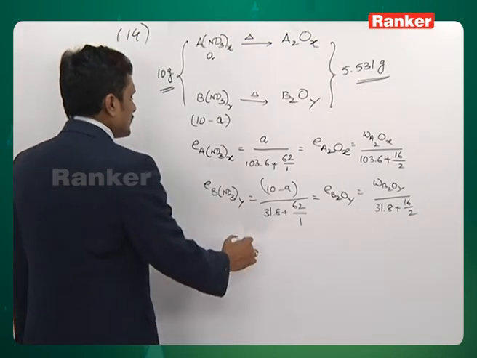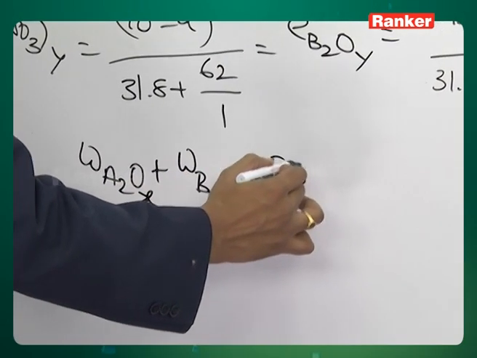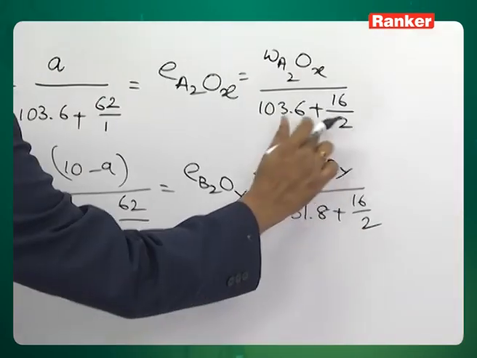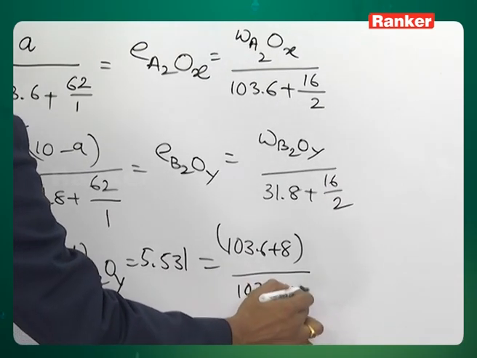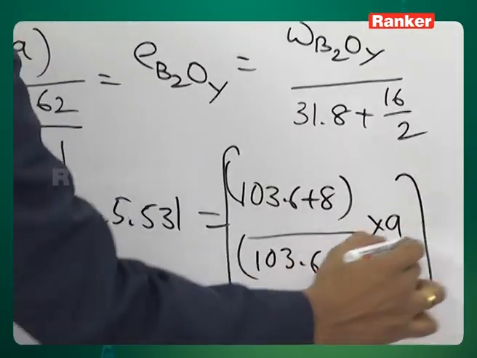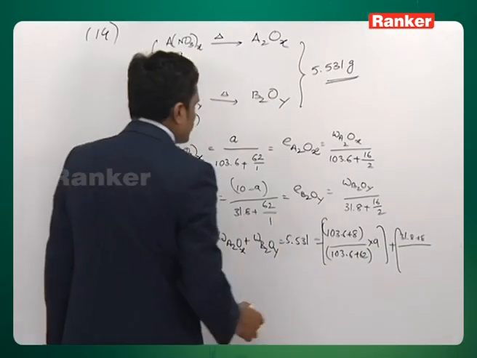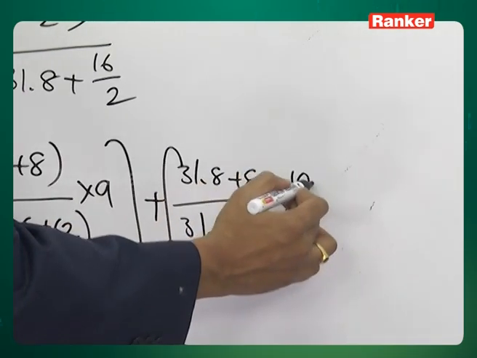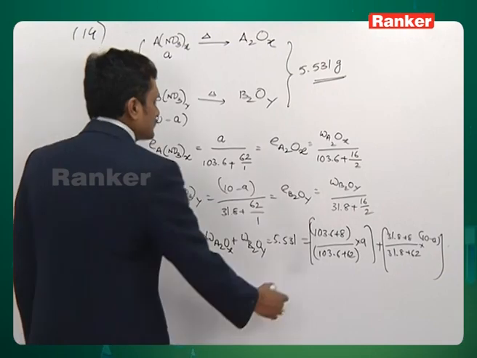Now it's known that the sum of weight of A2OX plus weight of B2OY is given as 5.531 grams. Now when I multiply and simplify this, I will be getting this over there. I can simplify this, 103.6 plus 8 divided by 103.6 plus 62 times of A. This is the weight of A2OX plus the weight of B2OY. You can see 31.8 plus 8 upon 31.8 plus 62 into 10 minus A. This whole weight is given to us as 5.531 grams. Now from this expression we will find the value of A.